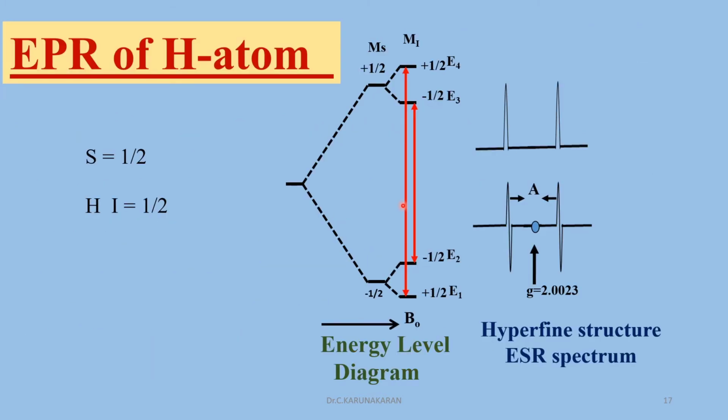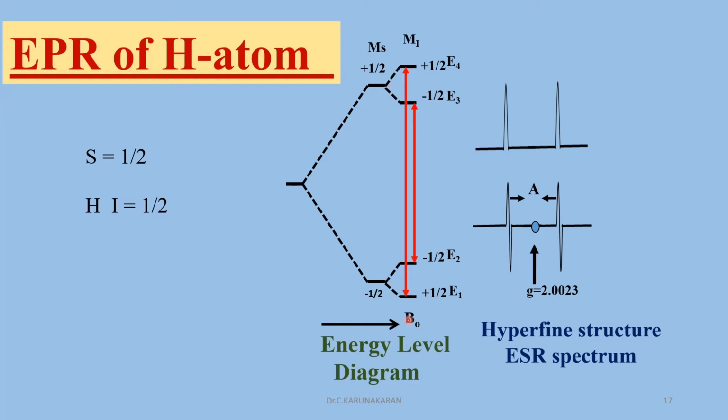Let us see an example to illustrate this hyperfine coupling. For example, the hydrogen atom. In the hydrogen atom, you have one electron with the spin S equal to 1/2 and a proton with I equal to 1/2. In the absence of a magnetic field, the electron spin states are degenerate. In the presence of a magnetic field, it splits into two, as we have seen earlier.